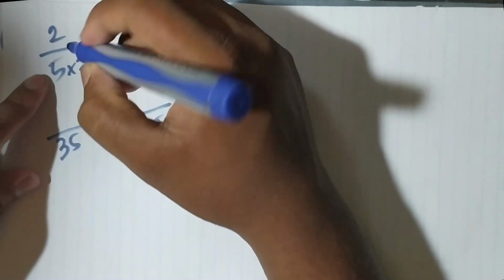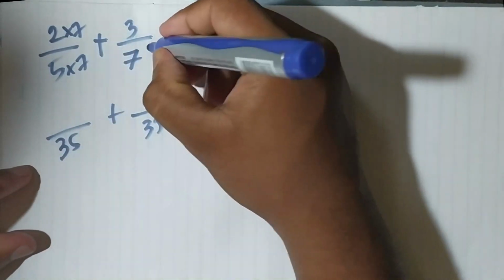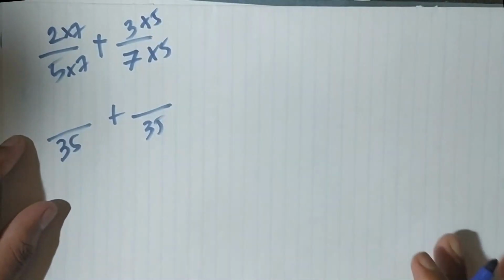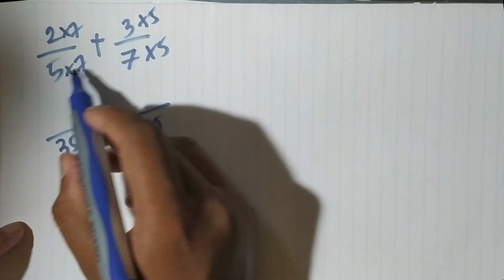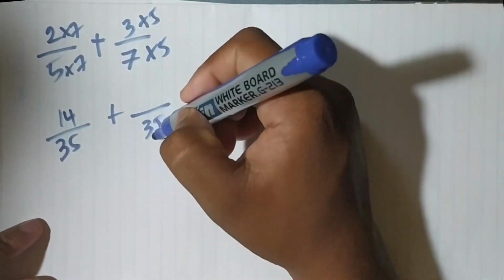If you multiply the denominator by a number, the numerator also you should multiply by the same number. So in this you are multiplying this by 5. 7 into 5 is 35. So this also you should multiply by 5. Now here see, 5 into 7 is 35, 2 into 7 is 14. Here 7 into 5 is 35, 3 into 5 is 15.